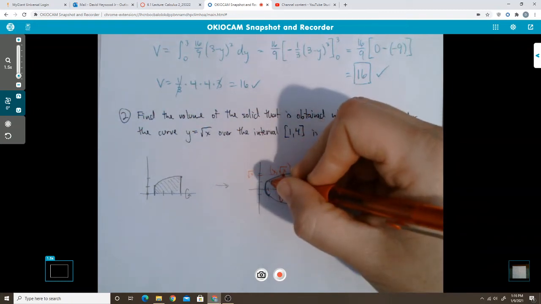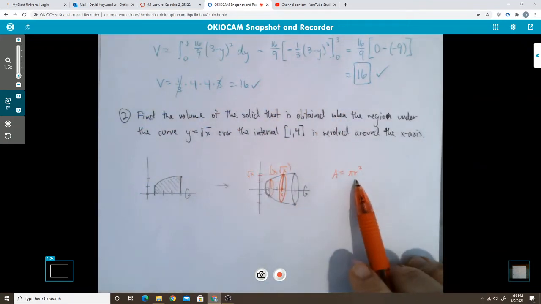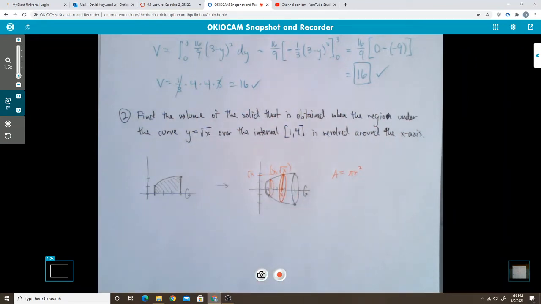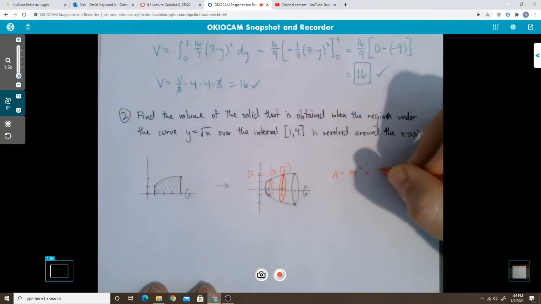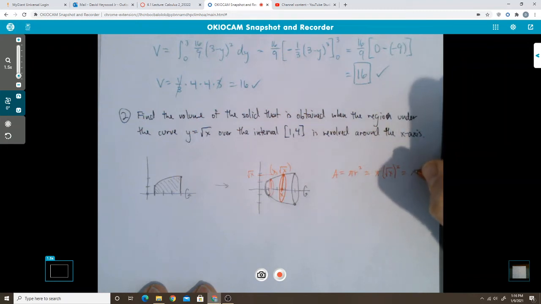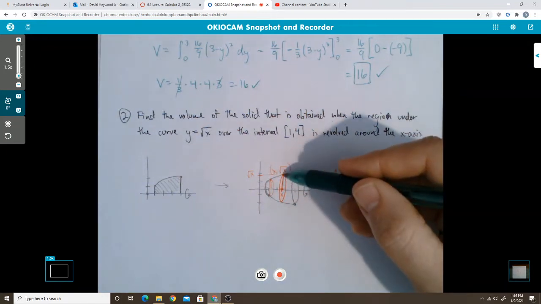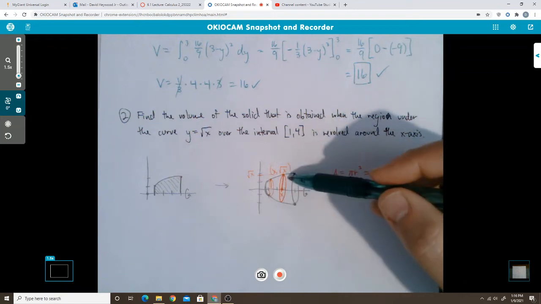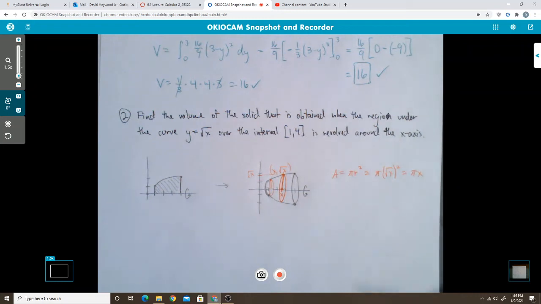And the same thing if you take a cross section over here, right? The height is still square root of x. So the radius is still square root of x. So the radius is just square root of x anywhere you take a cross section. So the area of any of these cross-sectional circles is just going to be pi times square root of x squared, or in other words, pi times x. So that's good. So we know that the cross-sectional area at any point x is going to be pi times x.